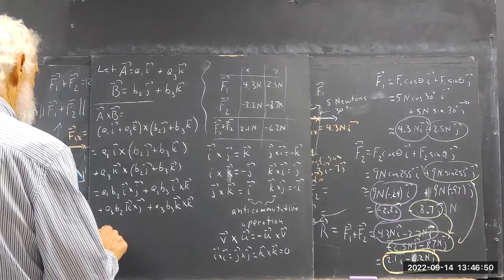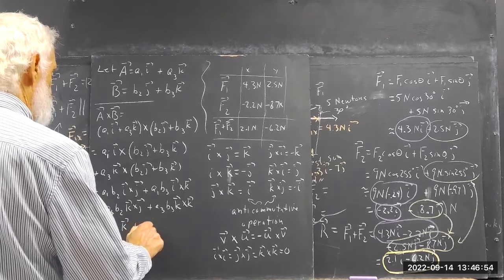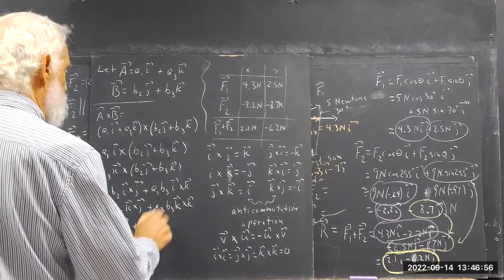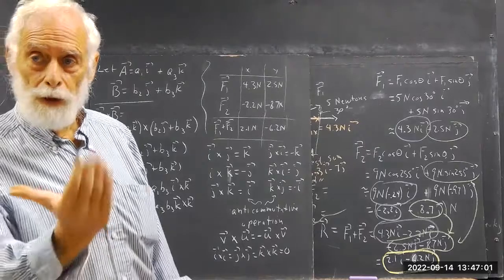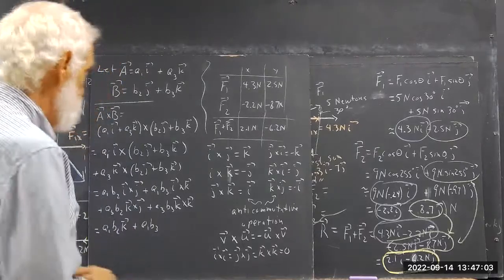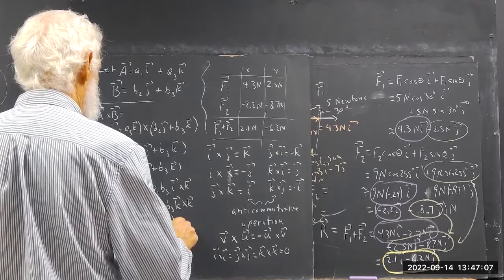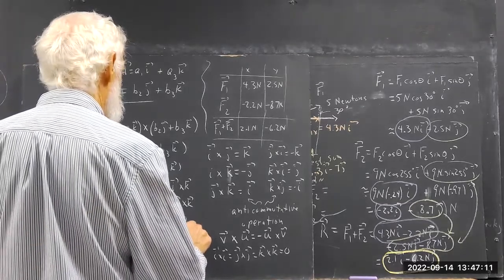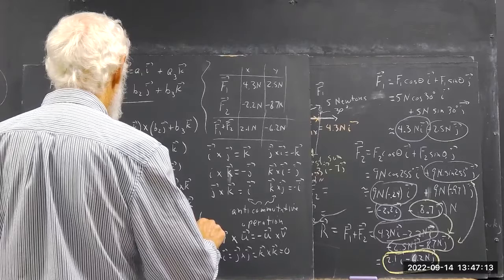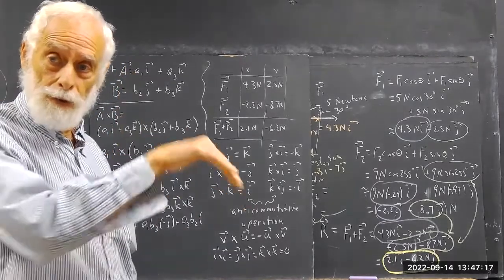So you have A1 B2 K, and then you have A1 B3 times I cross K. Well, I cross K is negative J. And then A3 B2 times K cross J. K's here, J's here, so negative I.